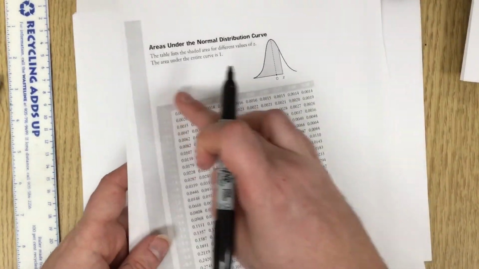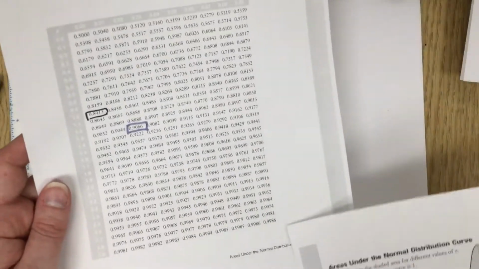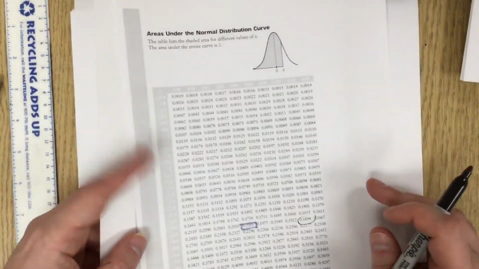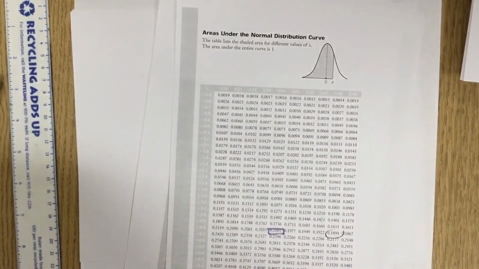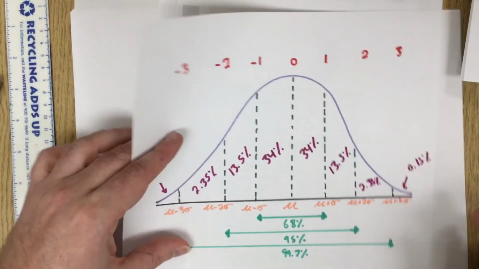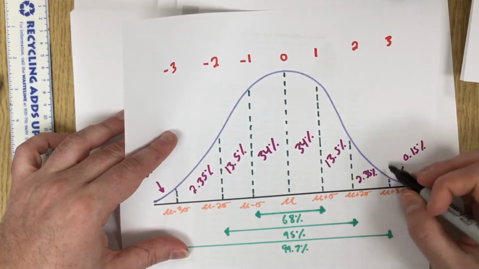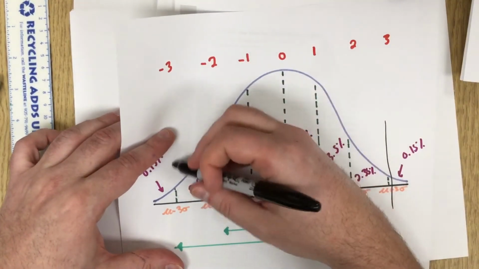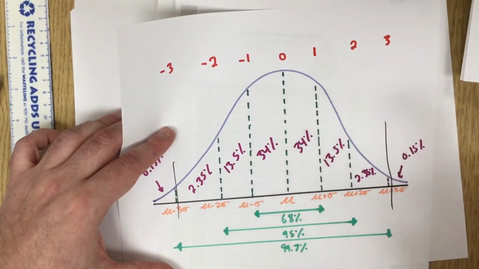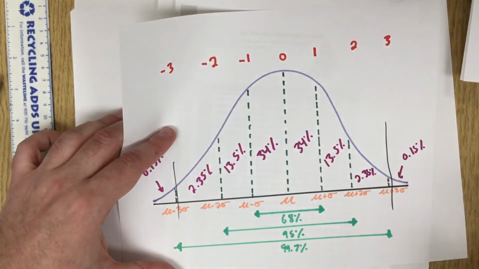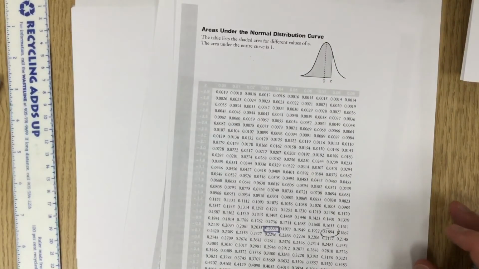Now, you might notice that the chart only goes as low as negative 3 and is only as high as positive 3. And the reason is that once you get to 3, if we have that chart again, our chart only goes from there to there. But that encapsulates 99.7% of all the values. Everything else is pretty much, well, it's very, very low.